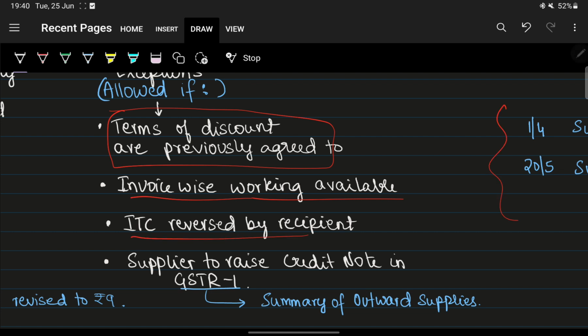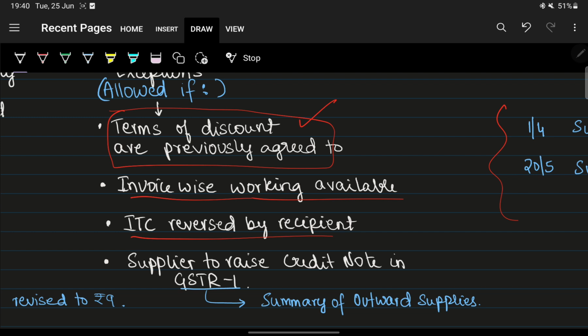Next, the ITC which was availed by the recipient when you had given the full amount of ITC, if they had claimed that entire amount, then they will have to reverse it, right? I'll explain it later, I'll just cover this first. So firstly, the terms of discount should have been previously agreed to.